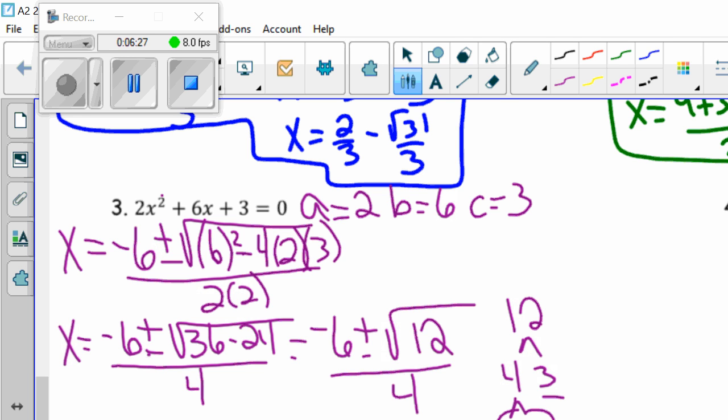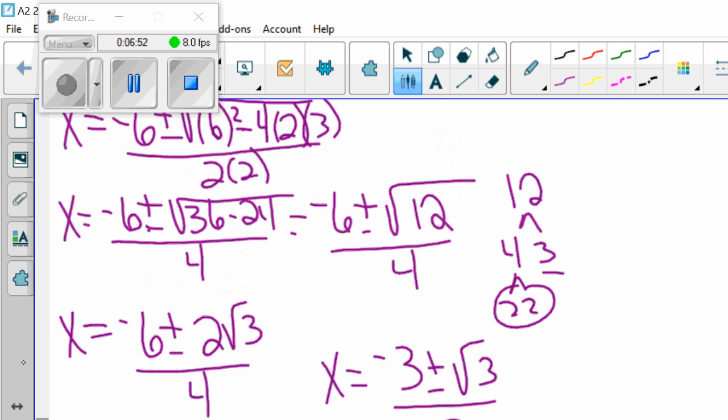So I get x is equal to negative 6 plus or minus 2 square roots of 3, everything divided by 4. I have a 6, a 2, and a 4. They all have a 2 in common. So if I simplify that, you always want to reduce as much as possible. So we get x equals negative 3 plus or minus the square root of 3, everything divided by 2. And again, we need to recognize that that is the same thing as saying x equals negative 3 plus the square root of 3, all that divided by 2, and x equals negative 3 minus the square root of 3, all of that divided by 2.